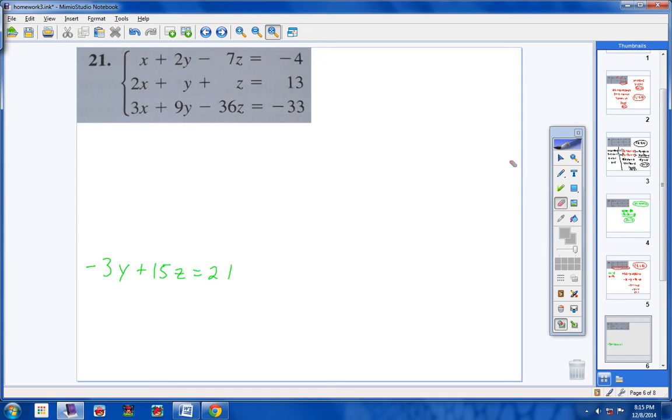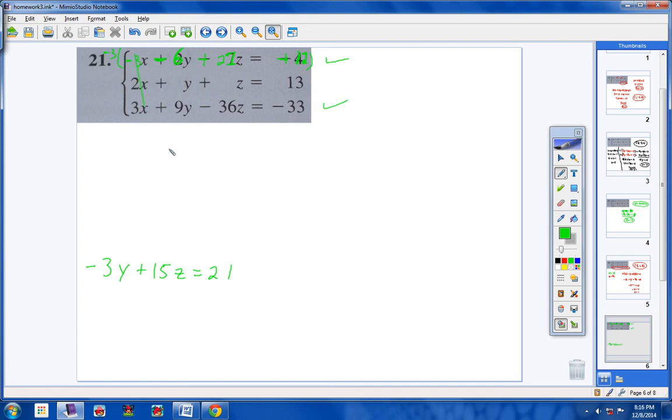Okay, next I'm going to take my top equation and my bottom equation and put them together. Okay, top and bottom. So I've got a 3 here and a 1 here. So I'm going to multiply the top equation up here by a negative 3. So I'll have a negative 3 here. I will have a negative 6 here. I will have a positive 21 here. And then a positive 12 here. Okay? So I'm going to add this equation with this equation, and the 3 x's will cancel.